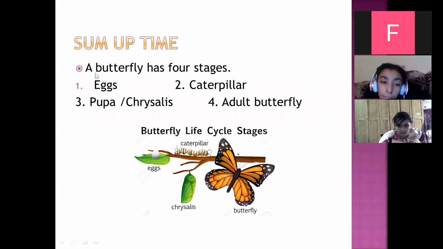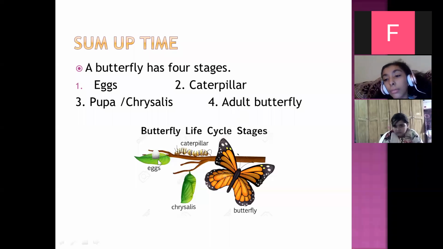I told you that a butterfly has 4 stages. Number 1 is the stage of egg. Number 2 is the stage of caterpillar. Number 3 is the stage of pupa. And number 4 is the adult butterfly. This is stage number 1.